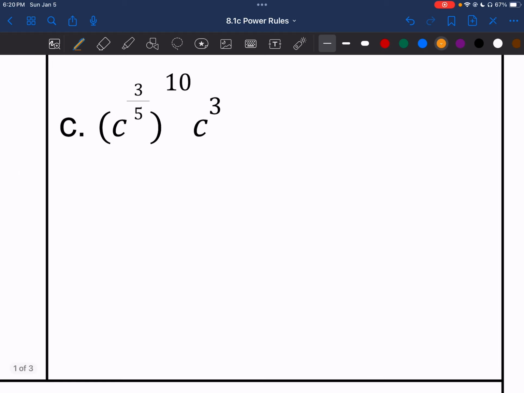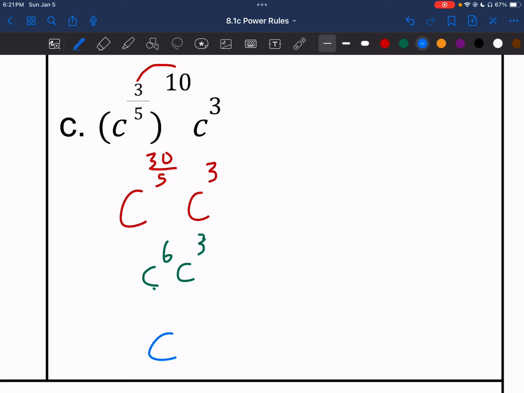Okay, letter C. Now we've got the 10 being distributed. So we're going to have c to the 30th over 5 and c to the third power. And 30 divided by 5, that's going to be c to the sixth power, c to the third power. And when we combine those, since they have the same base, we can add them. It is c to the ninth power.